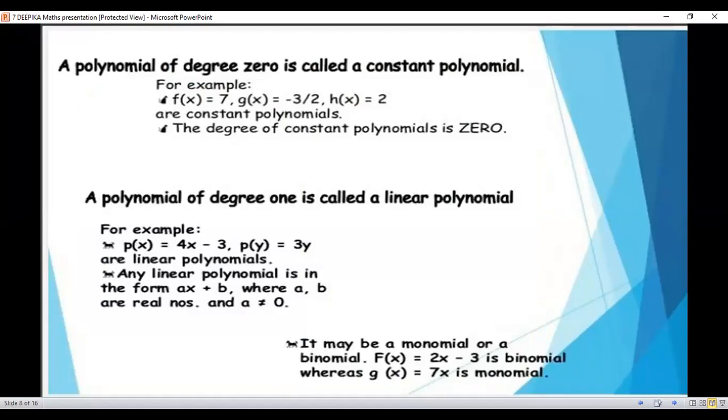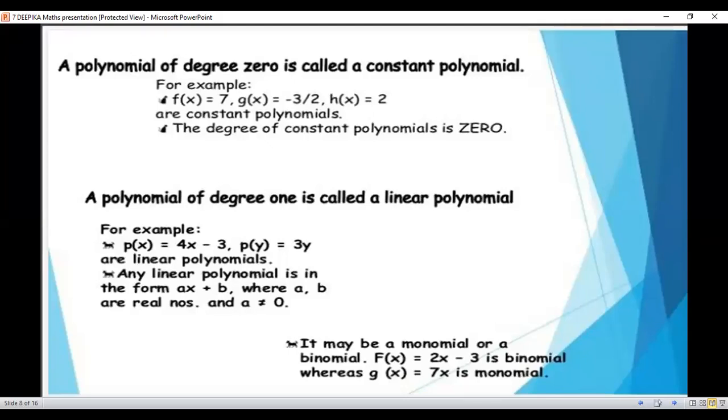As polynomials are divided by degree into four types, a polynomial of degree 0 is called a constant polynomial. For example, f of x is equal to 7 and g of x is equal to minus 3 by 2. So the degree of a constant polynomial is 0.